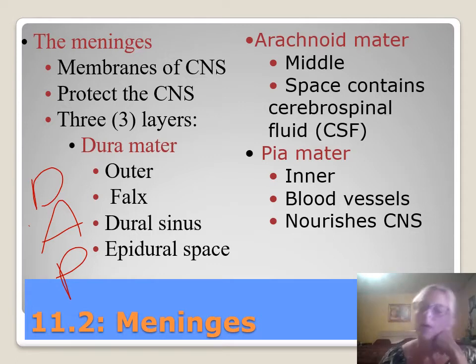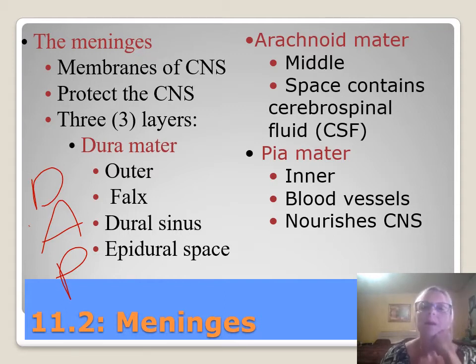So arachnoid sounds like a spider, right? Because spiders are arachnids. And so this is a thin web-like membrane. It has a web-like appearance to it. Has no blood vessels in it. It is located in between the dura mater and the pia mater. And it contains cerebral spinal fluid, which is important.